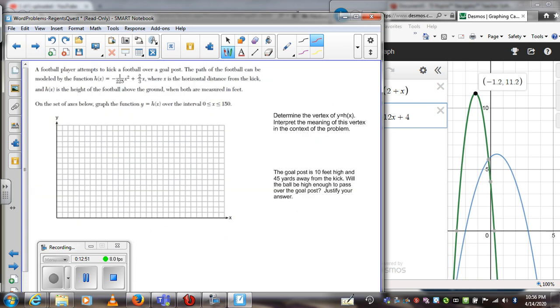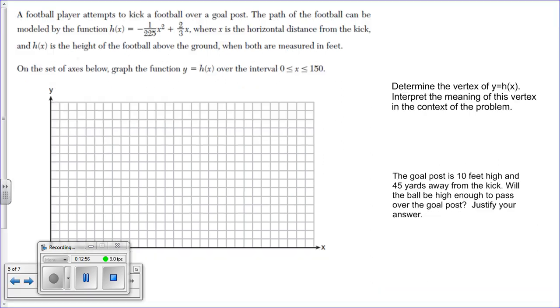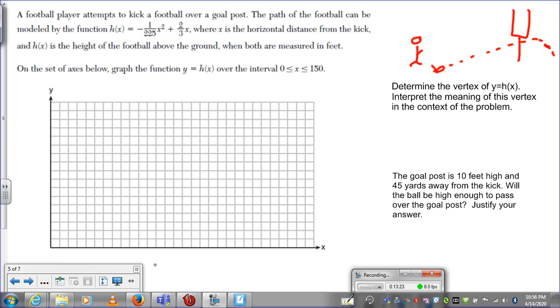Alright, let's do one more question here. This was a bit of a nasty question when this came out, the year that it came out. It says a football player attempts to kick a football over a goal post. So here you have a football player. Here you've got your goal post. And the football player is going to kick the ball and we're going to go over the goal post, or at least we're going to try, right? And it may fall short, it may go up and over. I don't know.